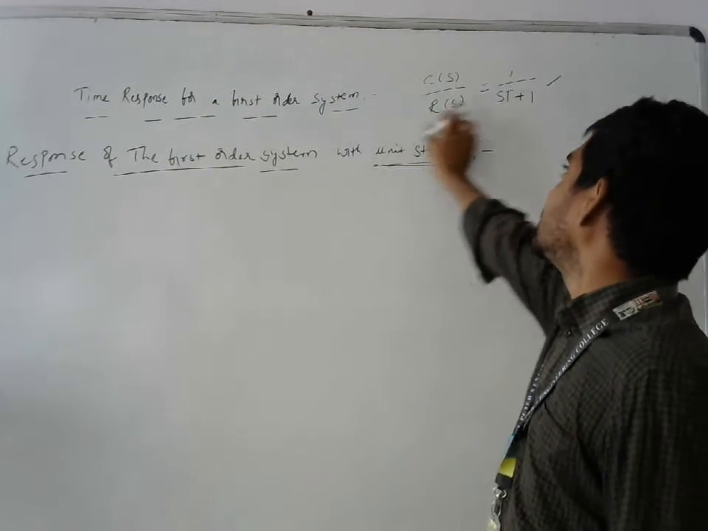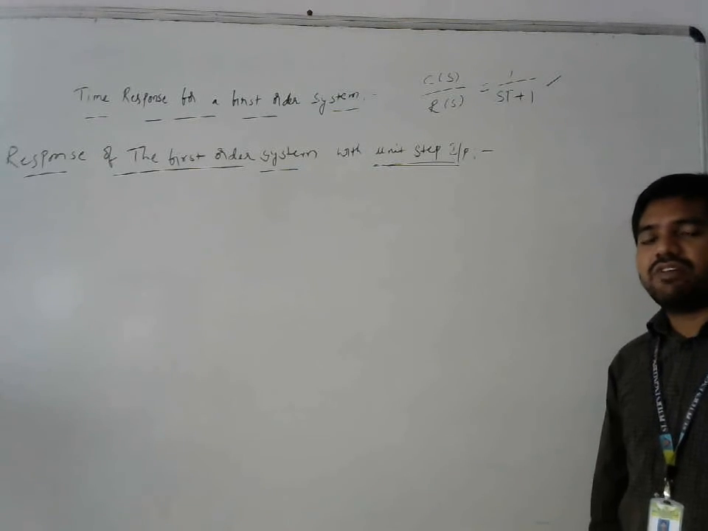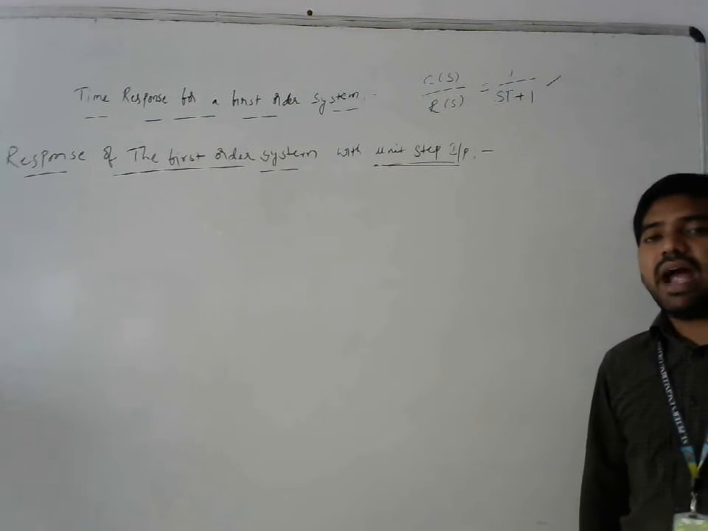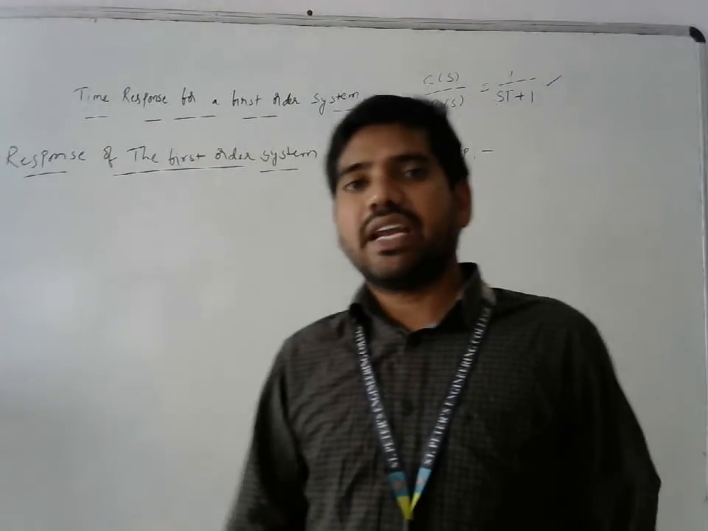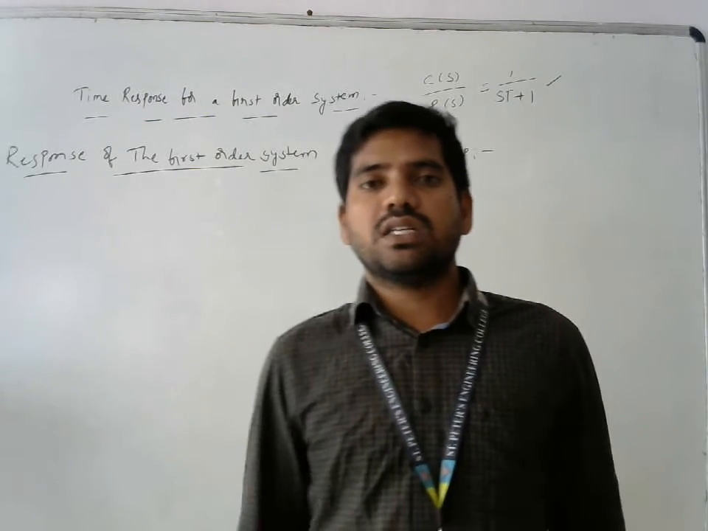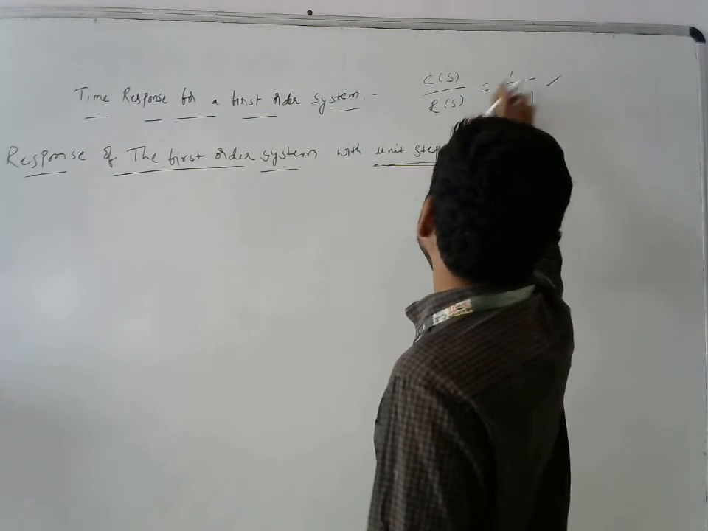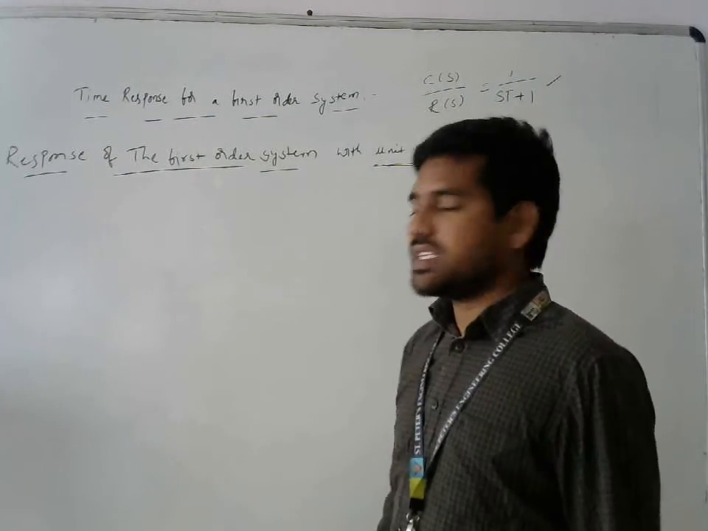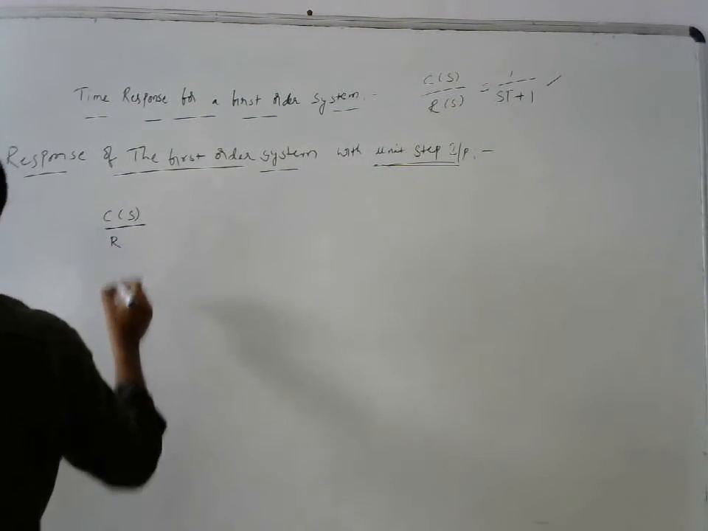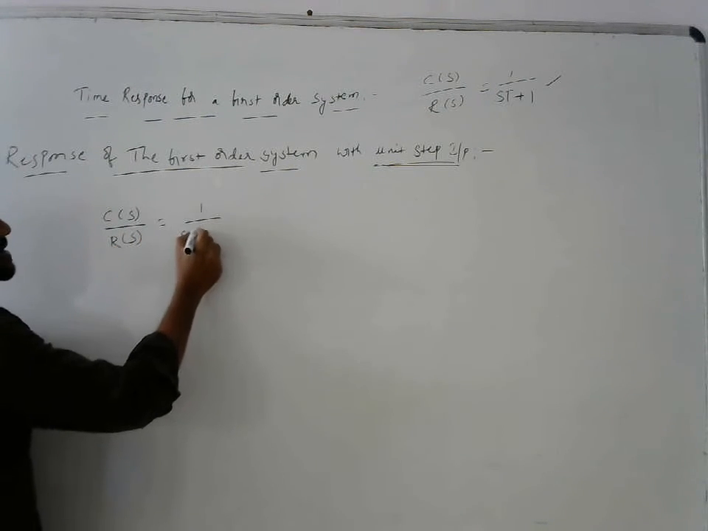C of S by R of S, as we just derived. How did we derive it? I considered a unity feedback system with H of S equal to 1 and G of S equal to 1 by ST, with negative feedback. For that system we get C of S by R of S equal to 1 divided by ST plus 1.